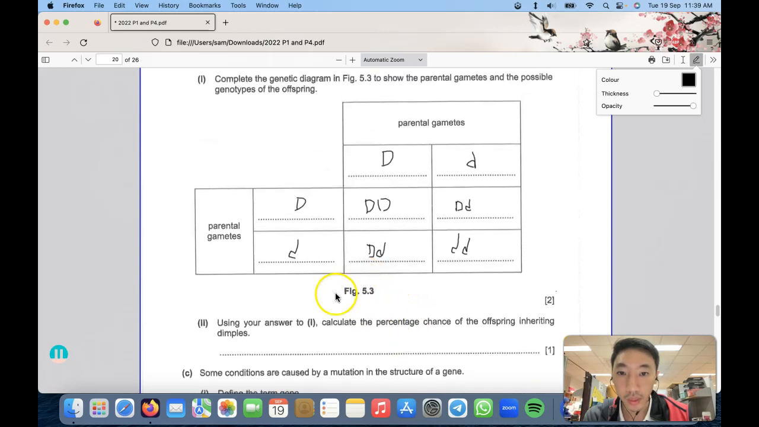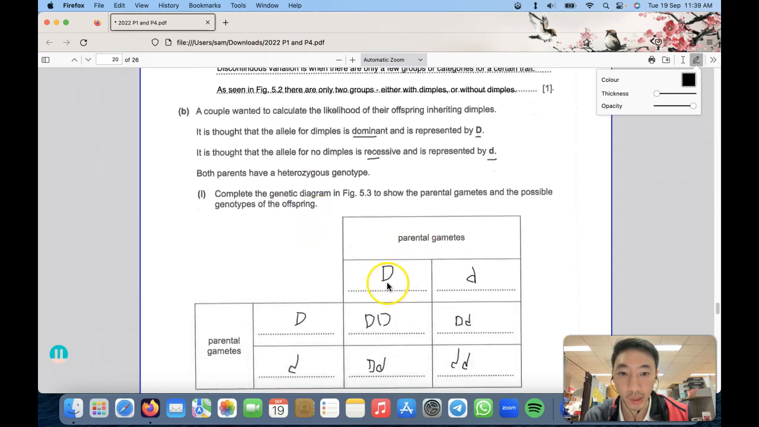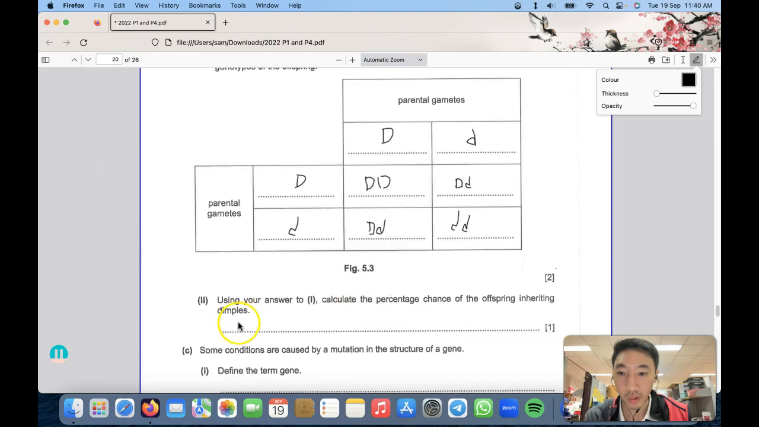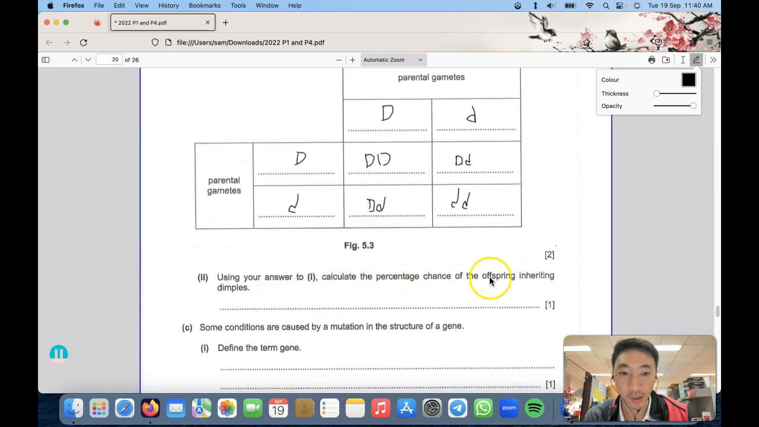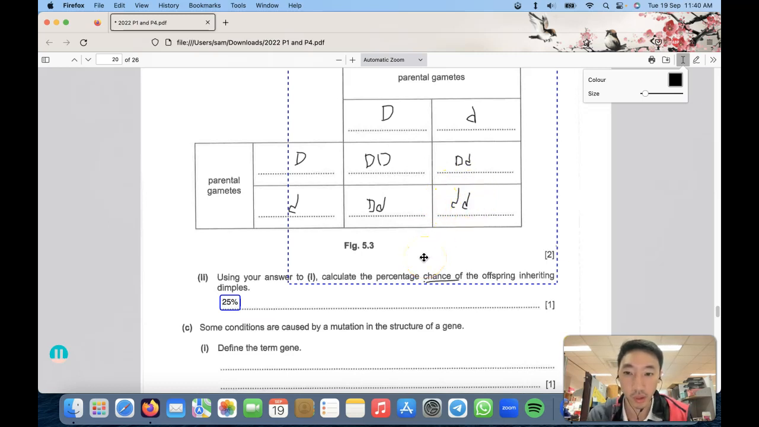Okay, now just double check. Correct, right? Heterozygous genotype, heterozygous. Okay. Use your answer to calculate a percentage chance of the offspring inheriting dimples. Okay, so chance means percentage. So I see that there's only one child here, or one potential child, so it's 25%.